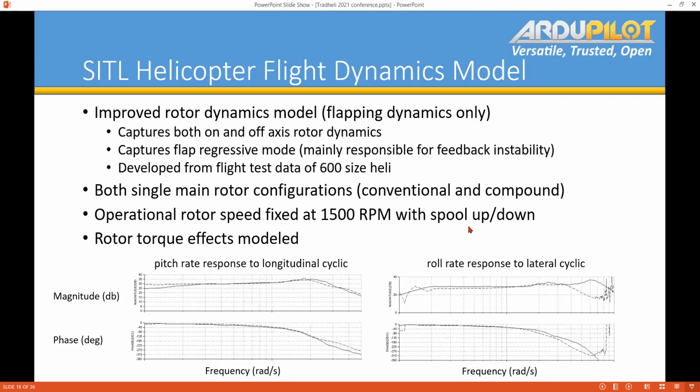Bill? Yes? Sorry to interrupt you, but it might be worth telling people how you collected this data. There's a lot of interest in people characterizing aircraft similarly to what you've done here. Maybe it's worth quickly telling people how you collected that data.